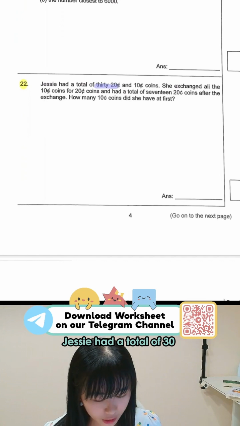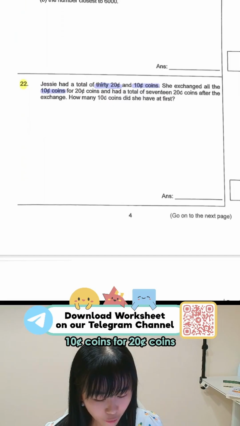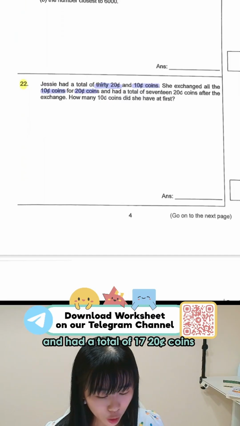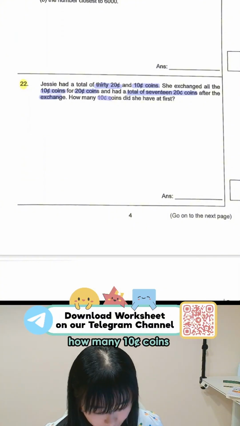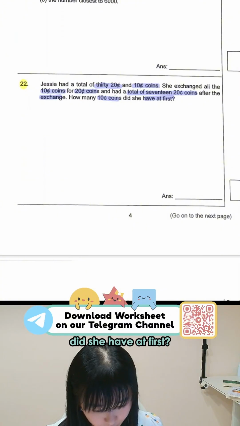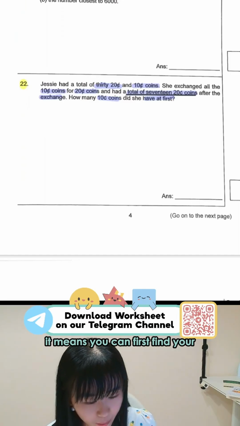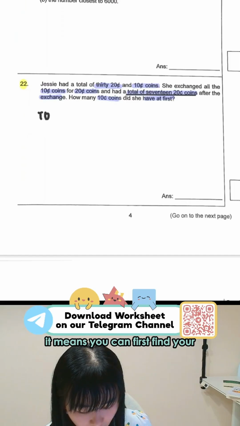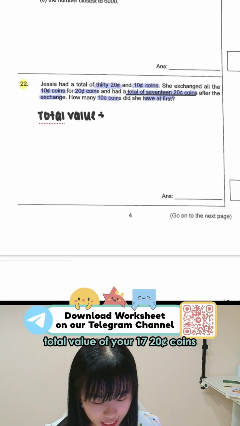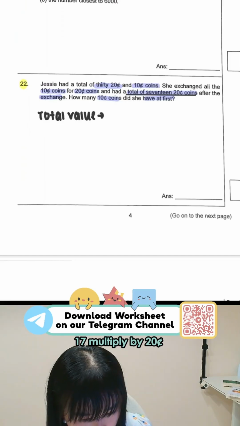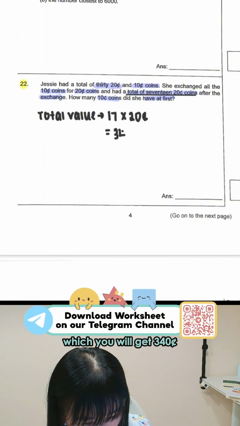Jessie had a total of 30 20-cent and 10-cent coins. She exchanged all her 10-cent coins for 20-cent coins and had a total of 17 20-cent coins after the exchange. How many 10-cent coins did she have at first? Find out things that you can find out first. She has 17 20-cent coins. It means you can first find your total value of your 17 20-cent coins. Your total value is taking 17 multiplied by 20 cents, which you will get 340 cents.